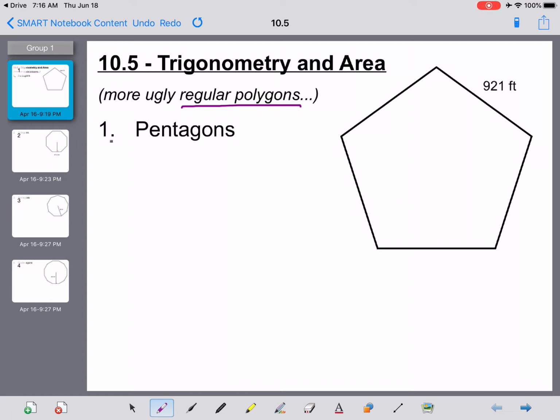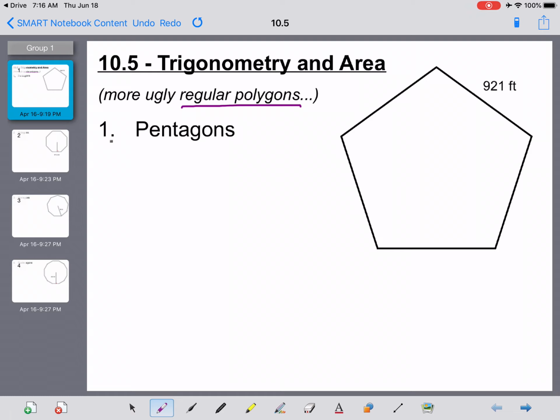Those ones are nice regular polygons because when you create the triangle, which came from drawing your apothem and a radius, it always formed a special right triangle. That is not going to be the case always, and so today we're going to do three examples of ones where that does not work out so nicely.